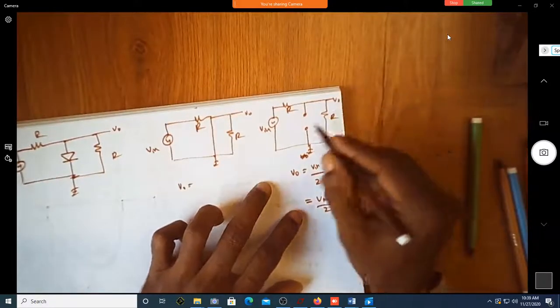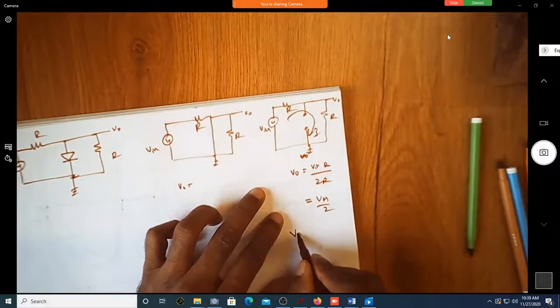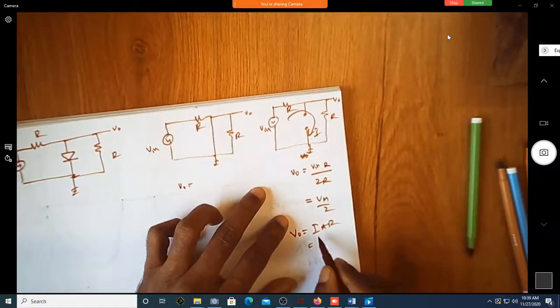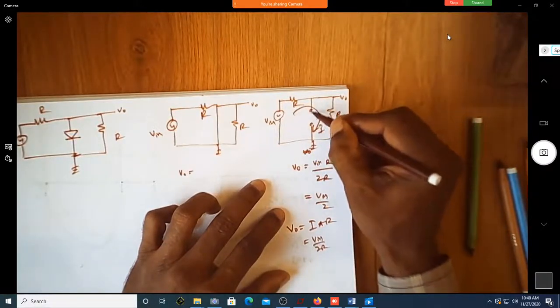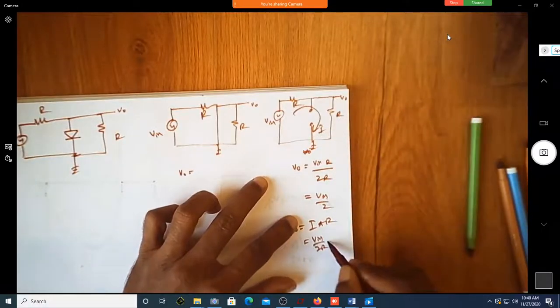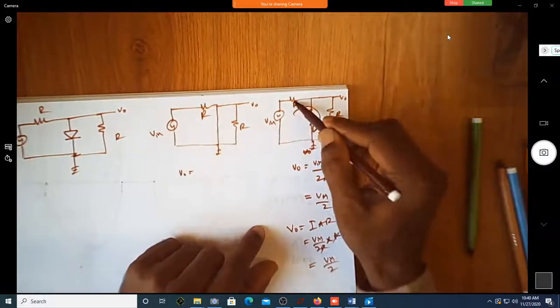You can see this is the current that is flowing. What is the current that is flowing here? Shall I say V0 is equal to I into R? Yes, sir. What is I? Is it not V in by 2R? Here, this is a current, no? This may not go through this, but it will certainly go through this one. Into R, is it not equal to V in by 2, provided these two are the same R's?